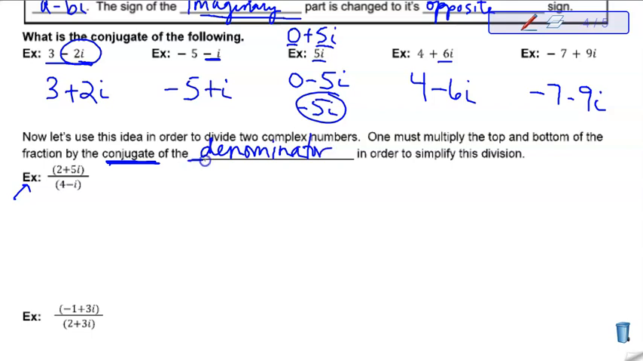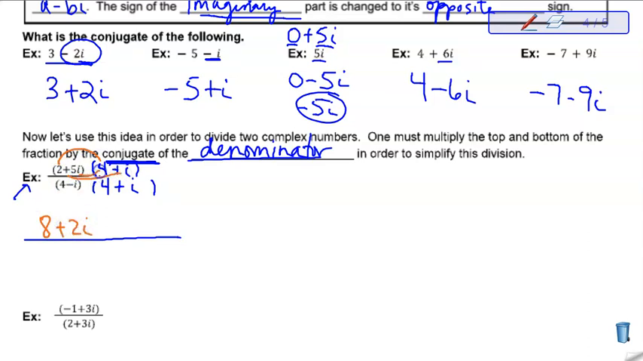Okay? So in the denominator, I have 4 minus i. What is the conjugate of 4 minus i? Well, in that case, I'm going to change the imaginary part and make that 4 plus i. So I'm going to multiply top and bottom by 4 plus i. Now, from here, basically, it's two FOILing problems in one. I have a FOILing problem on the top and a FOILing problem on the bottom. So if I do that on the top, we're going to go 2 times 4, which is 8. Outside is a plus 2i.